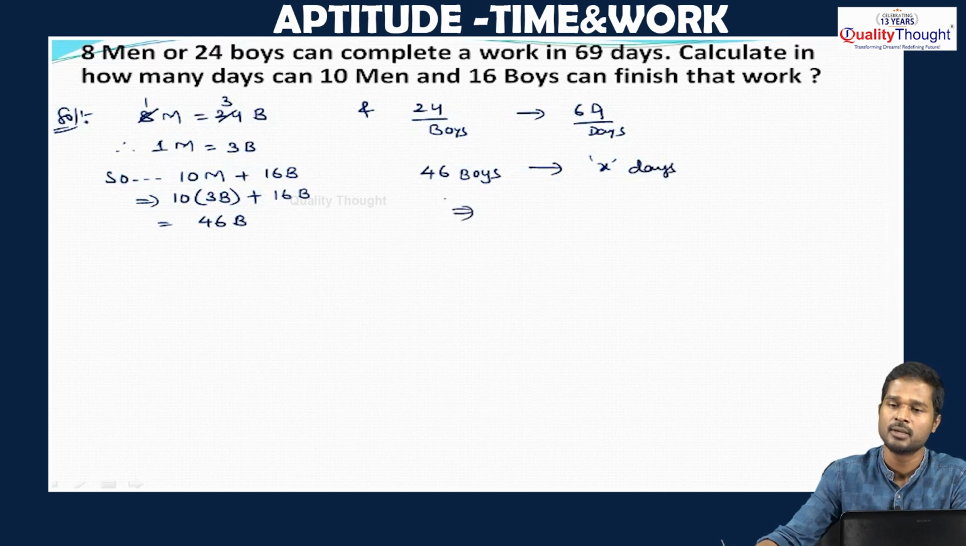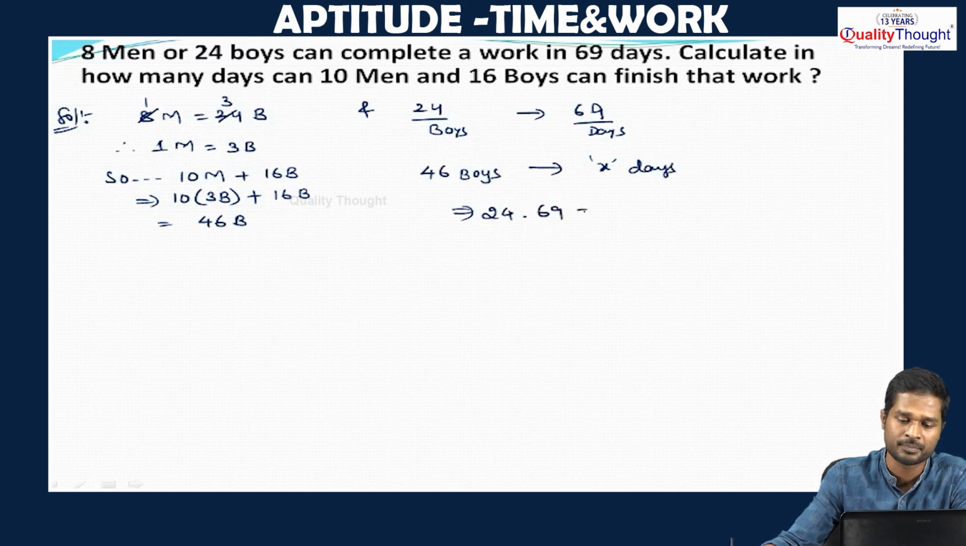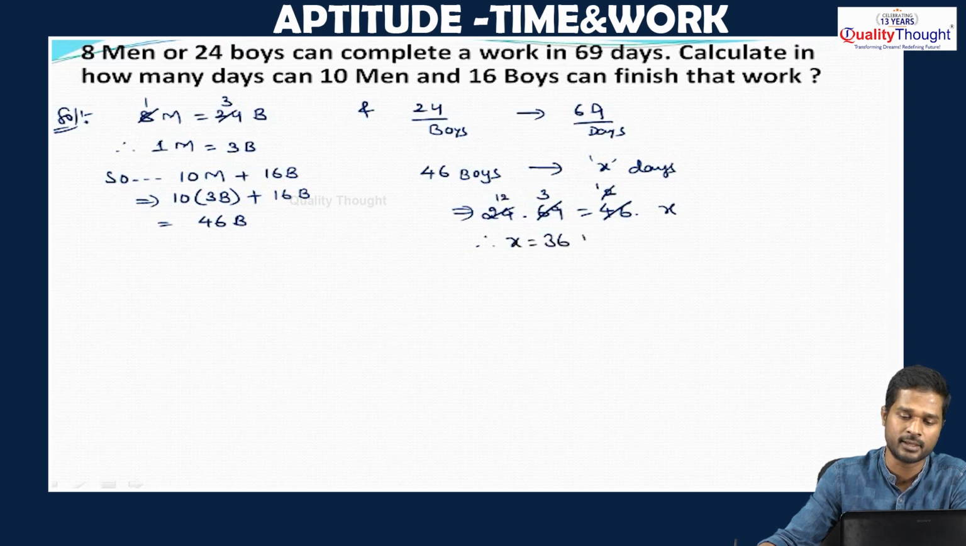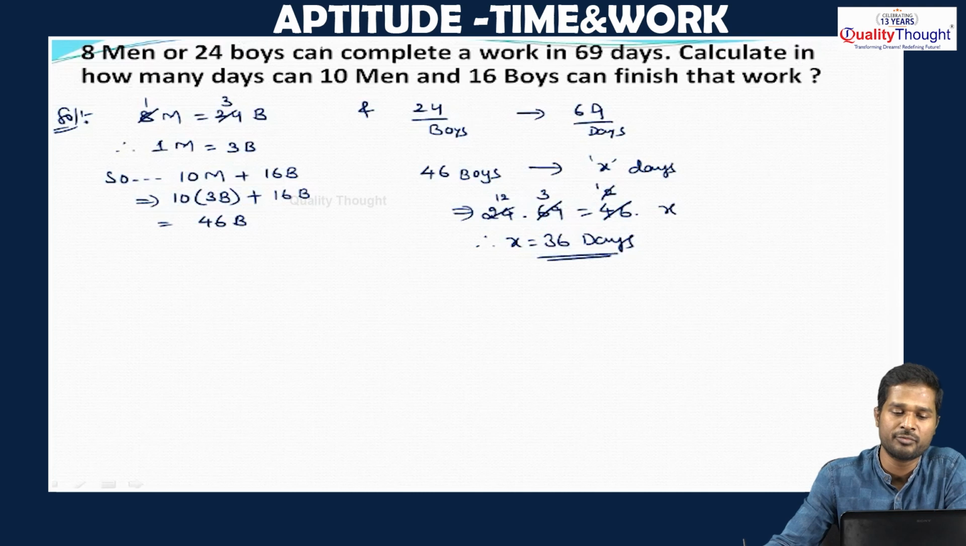So, we will write M1 D1 equals M2 D2, which is 24 into 69 equals 46 into x days. 23 2s are 46, 23 3s are 69. So, 2 1s are 2, 12s are 12. So, x will be equal to 36 days. So, if 8 men or 24 boys can complete the work in 69 days, then 10 men and 16 boys can finish the same work in 36 days.